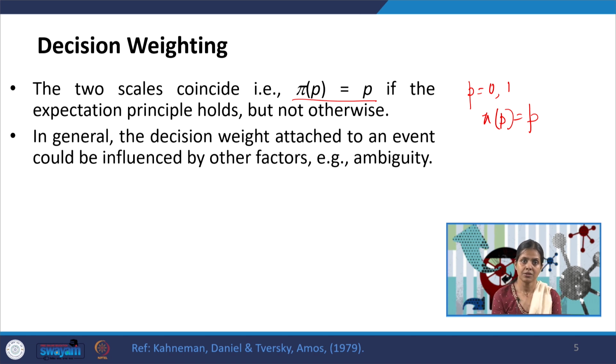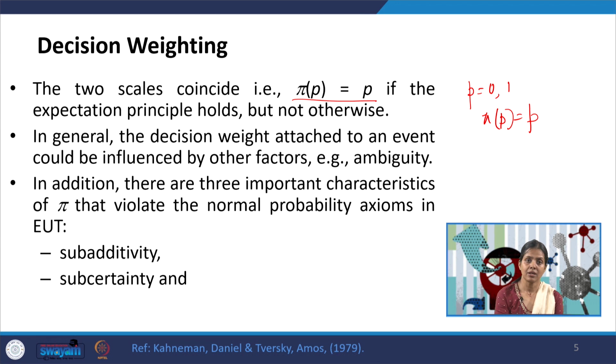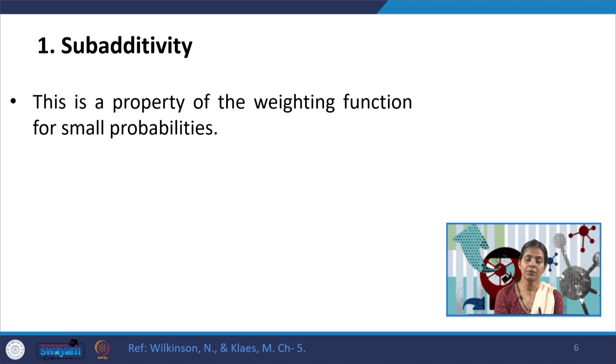In general, the decision weight attached to an event could be influenced by other factors, for example, ambiguity, and that is why probabilities do not always reflect preferences. In addition, there are three important characteristics of pi that violate the normal probability axioms in expected utility theory, or in short EUT. They are sub-additivity, subcertainty and subproportionality. Now, we are going to discuss each one of these properties.